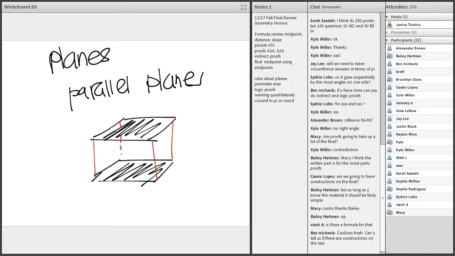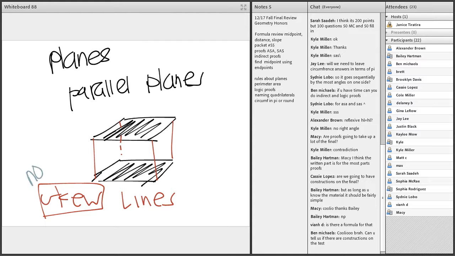And now if we have skew lines, the term skew means they are not in the same plane. They're non-coplanar.